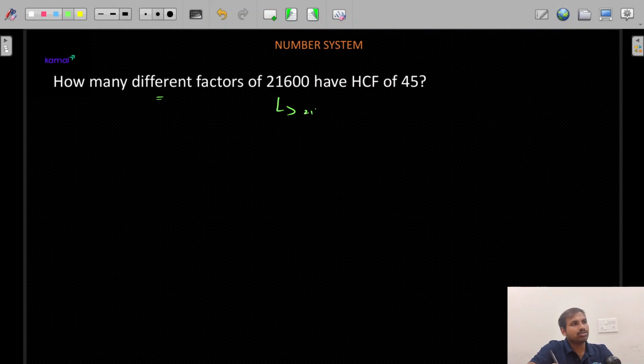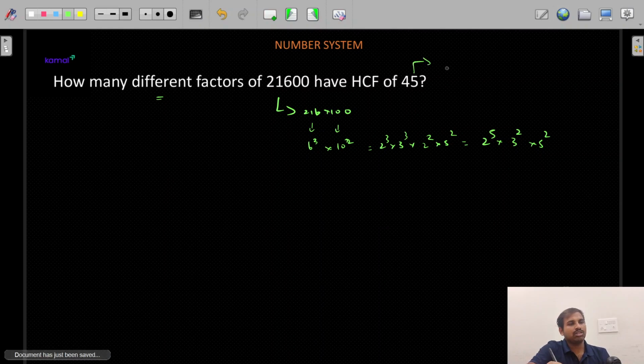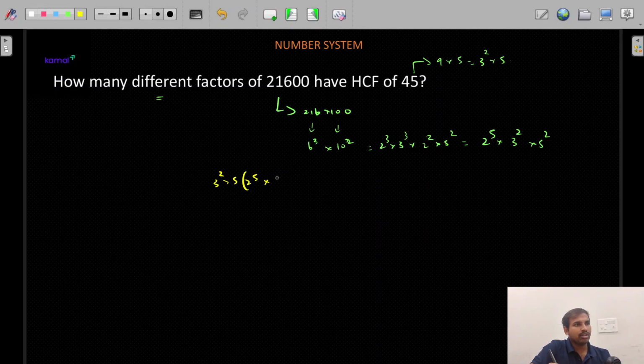So 21,600, I can split this as 216 into 100. 216 is nothing but 6 cube. 100 is nothing but 10 square. 6 cube is 2 cube into 3 cube. 10 square is 2 square into 5 square. Eventually the number will become 2 power 5 into 3 square into 5 square. So how many different factors of this 21,600 have the highest common factor of 45? What is the prime factorization of 45? It is 9 fives, which is equal to 3 square into 5. So I can split this number as 3 square into 5 into 2 power 5 and 3 power 1 into 5 power 1.